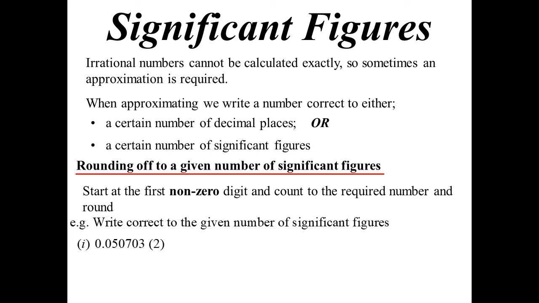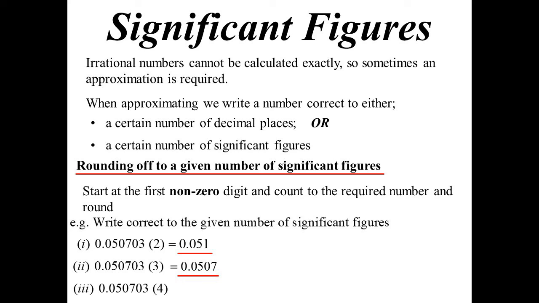So write these to the correct number of significant figures. If I had 0.050703 and I wanted it to 2 significant figures, I'd start at the 5 and go 1, 2. The next number's a 7, so I round as normal. 0.051 is 2 significant figures. If I wanted to do it to 3, then I'd count it to 7. Next number's a 0, so I'd write it as 0.507.